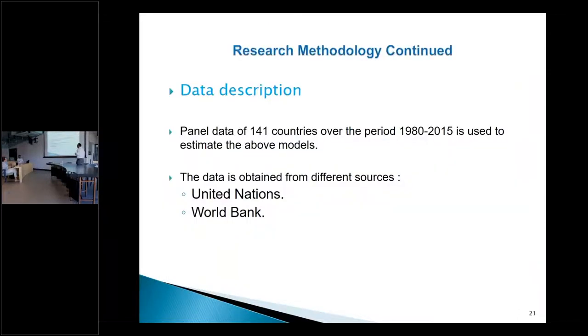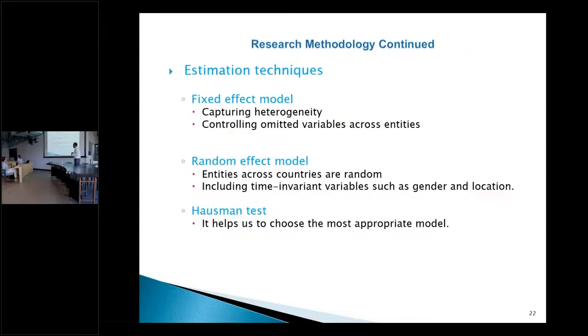So that is the description. I have 141 countries, and as I mentioned previously, I will split the panel into different groups. The data is obtained from the United Nations and World Bank. For the estimation, the way to run these models is the fixed effect model, which captures heterogeneity, because as I said, each country is different regarding institution, religion and location, which can be controlled across countries. In the random effect model, countries are random, and it is possible to include variables such as gender or location.